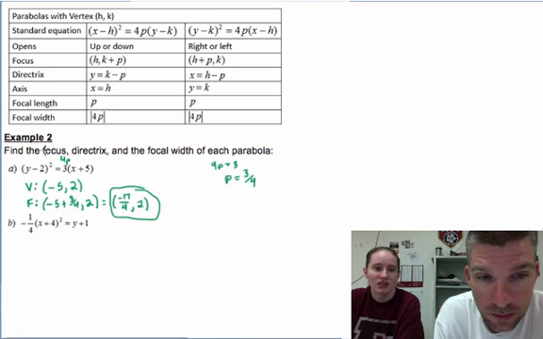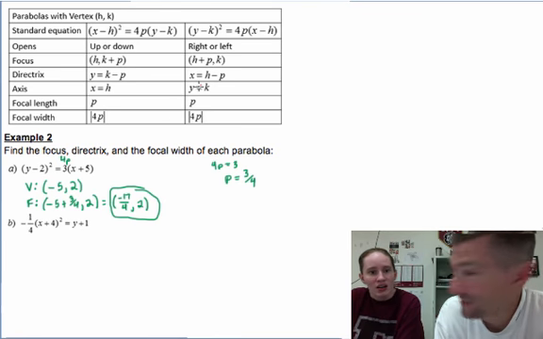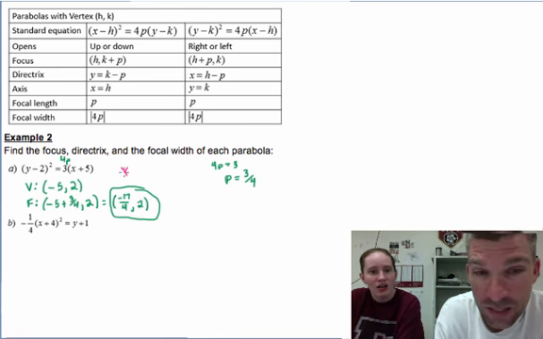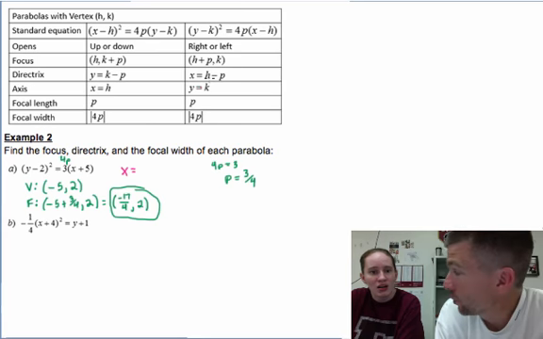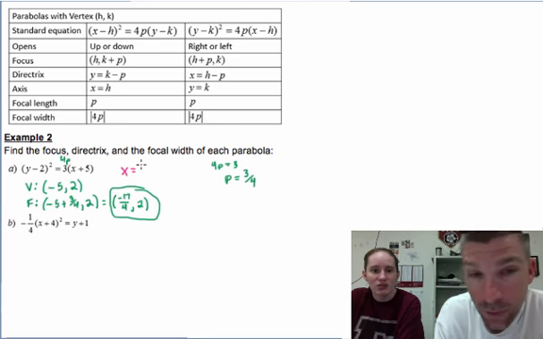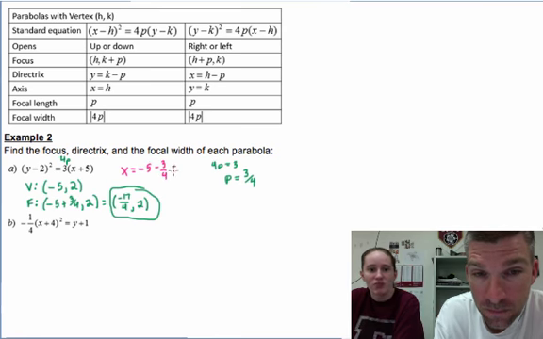How about our directrix? The directrix is the line x equals, but now it goes on the other side. Where we just added 3 fourths to negative 5, now we're going to subtract. So negative 5 minus 3 fourths is negative 20 fourths minus 3 fourths, which is negative 23 fourths. And it's a line, not a point. So the line is x equals negative 23 fourths.